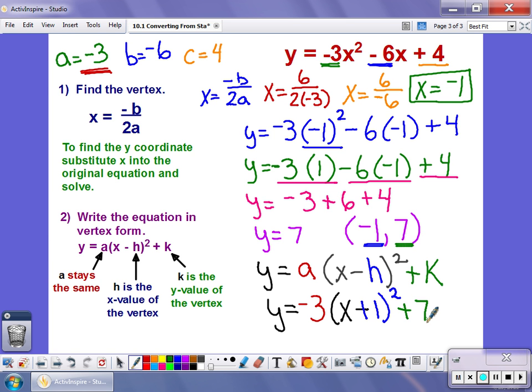So my final equation is y equals negative 3 times x plus 1 squared plus 7.